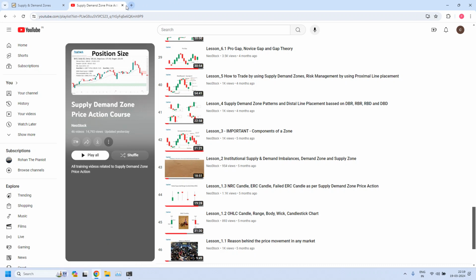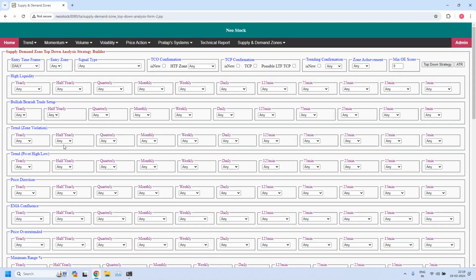Now let's generate stocks near demand and supply zones for all the time frames with the help of NeoStock software, supply demand zone top-down analysis strategy builder. And let's start with yearly time frame, because the last 2 days we didn't find any zones near yearly and half yearly. Let us verify today.